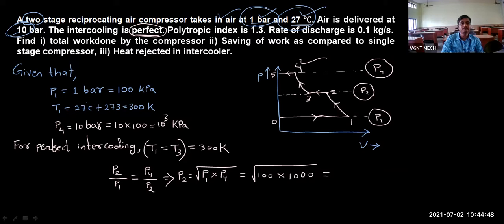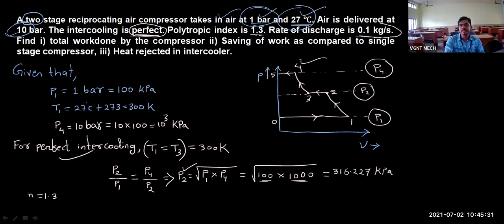So how much is it? Once tell me somebody. 316.227. Yes, 316.227. Okay, so this is the meaning of intercooling. The intermediate pressure P2 equals the square root of the lowest pressure into the highest pressure. And next it is given the polytropic index is 1.3. So polytropic index means small n value, it is given 1.3, and the rate of discharge is 0.1 kg per second.